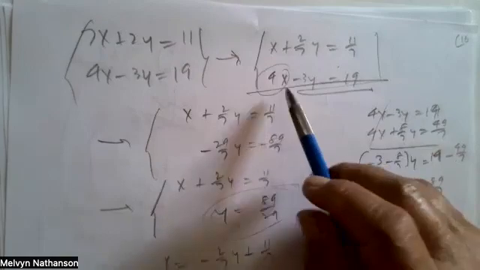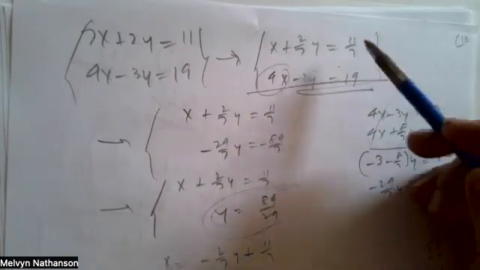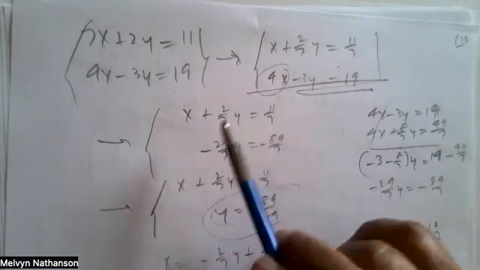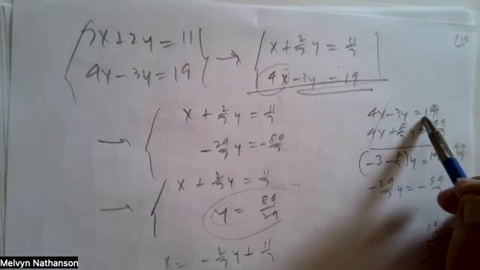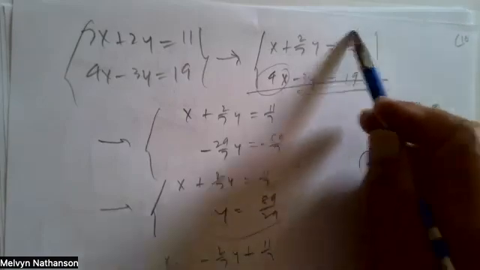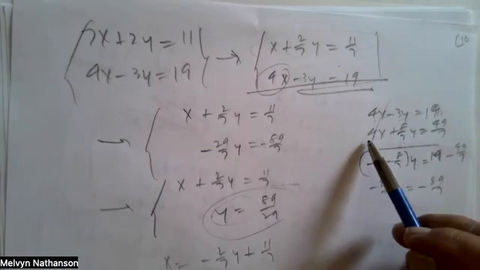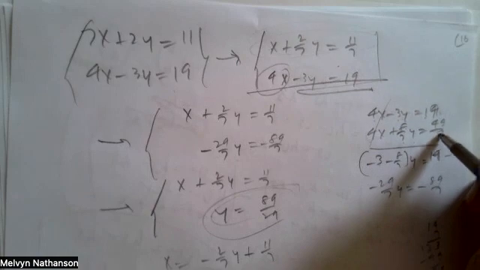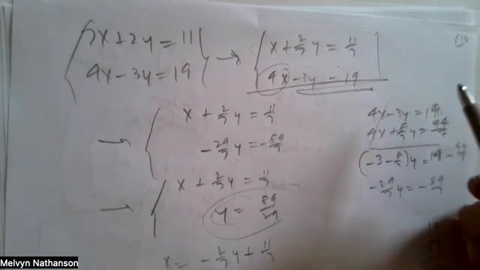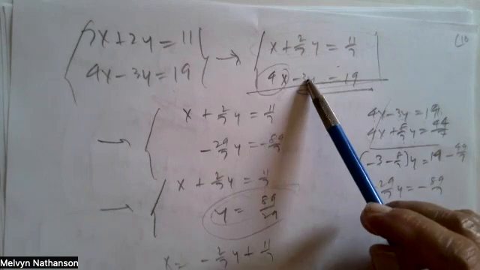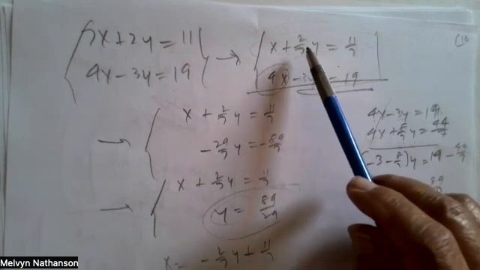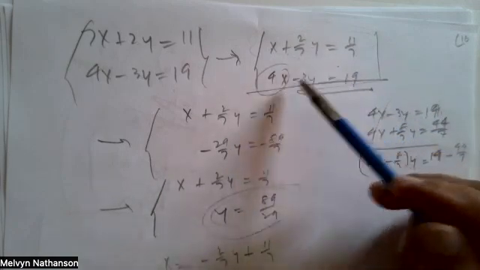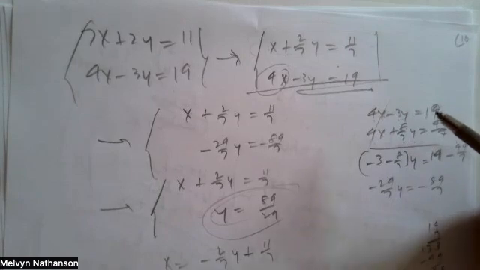Then I want to eliminate 4x from the second equation. So I'm going to multiply the first equation by 4 and subtract it from the second equation. The second equation is 4x minus 3y equals 19. If I multiply this equation by 4, I get 4x plus 8/7 y equals 44/7. So I'm adding minus 4 times the first equation to the second. That means I'm subtracting 4 times this from this. The x's cancel.